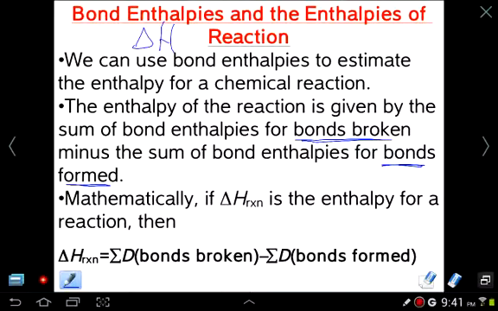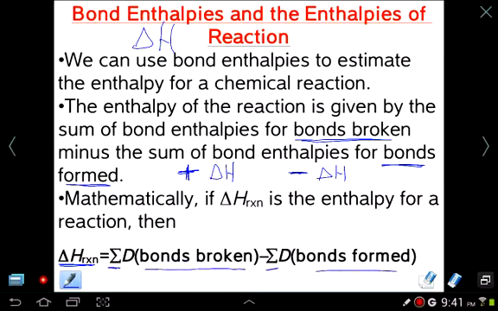Remember, if you put energy in, that is endothermic, and the delta H is a positive value. And if energy is released, the delta H is negative. So there's an equation that says the heat of reaction is the summation of the broken bonds minus the summation of the formed bonds.